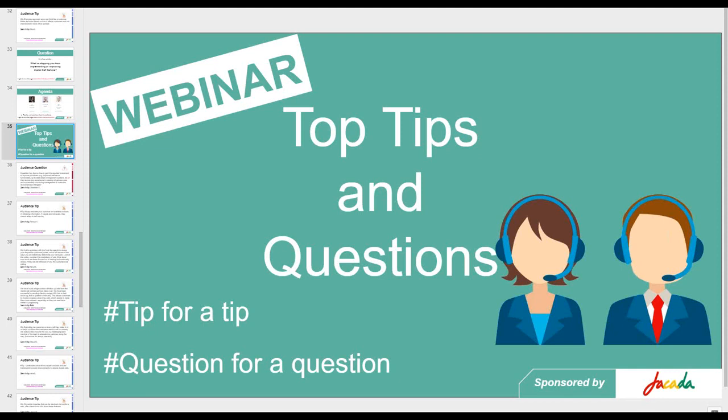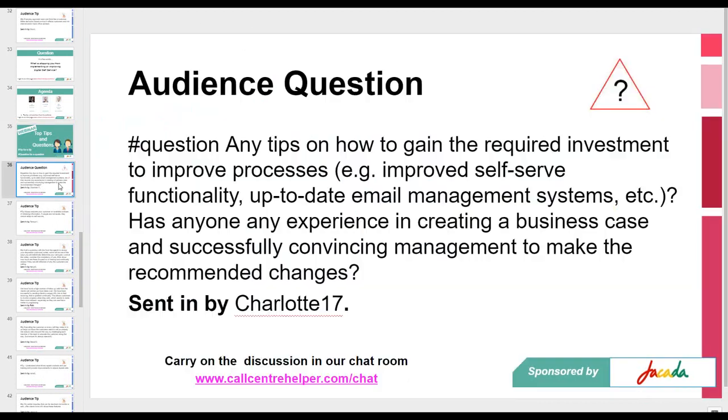Let's have a look at what's coming through in the chat room. Lots of stuff going through. Charlotte has said, any tips on how to gain the required investment to improve processes, e.g. improve self-service functionality, up-to-date email management systems, etc.? Has anyone any experience in creating a business case and successfully convincing management to make the recommended changes?